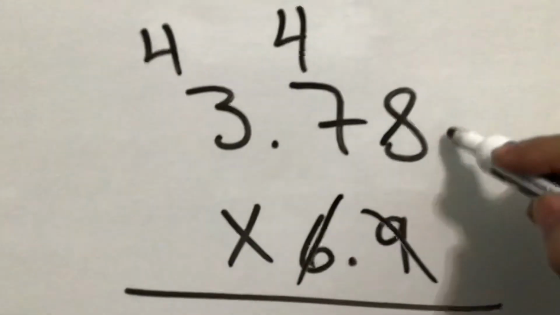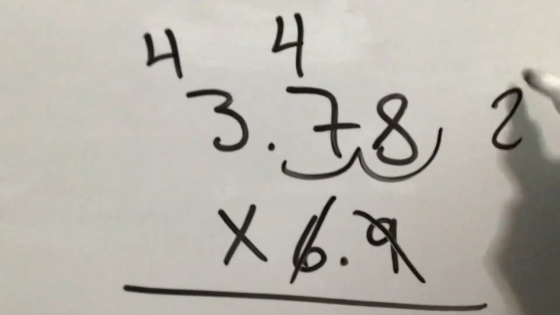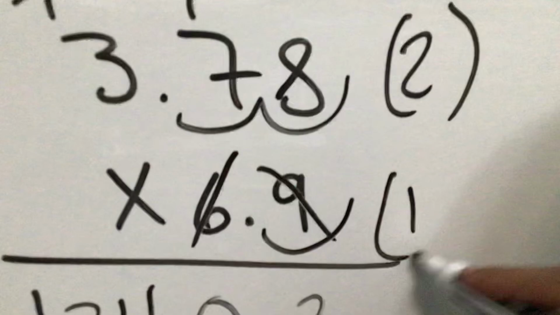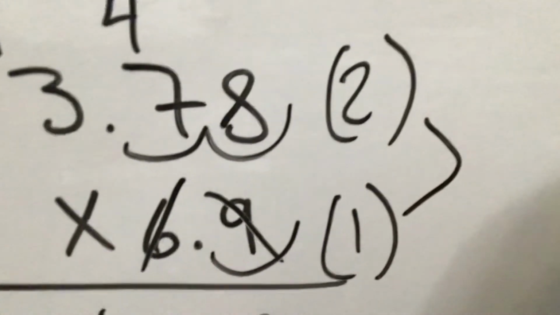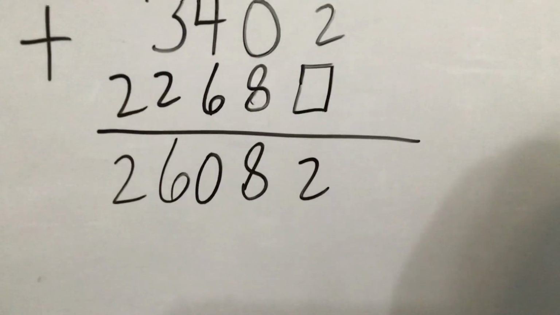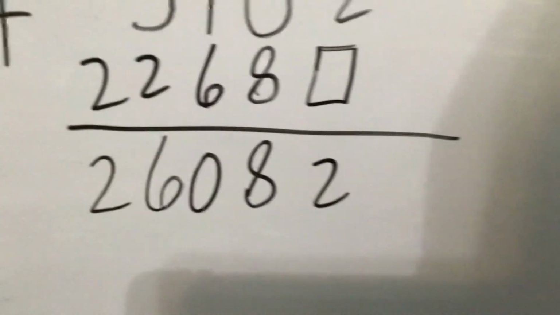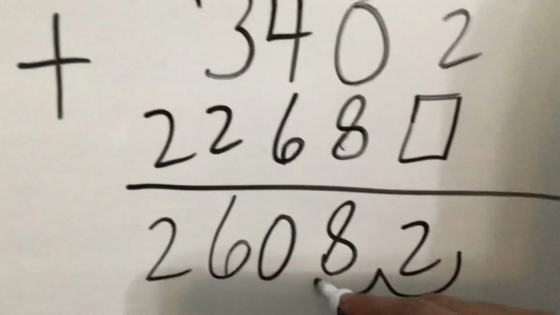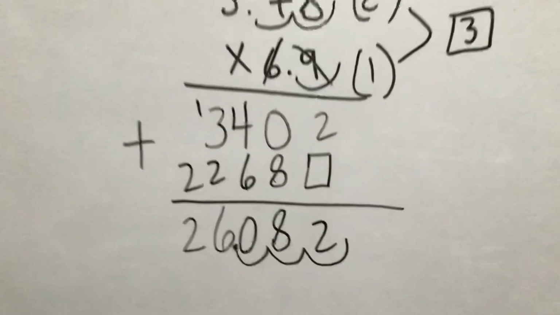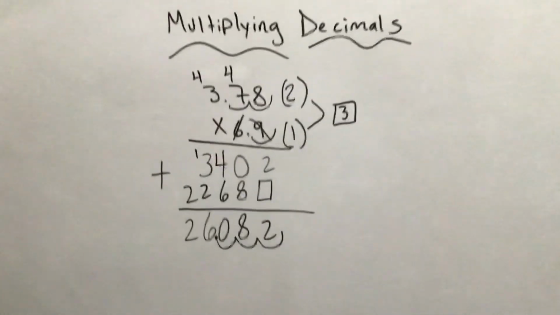So we count the decimals here on top. 1, 2 decimals. I count the decimals here at the bottom. Only 1. So altogether, 2 plus 1, I have 3 decimal places. So we start here at the back of the numbers, and we go to our left 3 times. So we go 1, 2, 3 times, and there's your answer right there. And that is multiplying decimals.